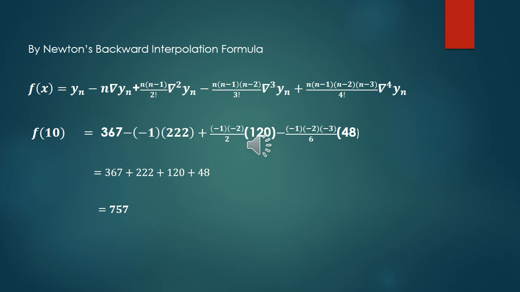F of 10 is equal to, substituting the values, yn 367 minus n, minus 1, into del yn, that is 222, plus n minus 1 is minus 2, divided by 2 factorial, into del square yn, 120 from the table, minus 1 into minus 2 into minus 3 divided by 6 into del raised to 4 yn, it is 48. Calculating these values, 367 plus 222 plus 120 plus 48 is equal to 757.